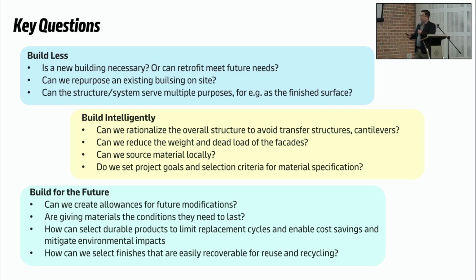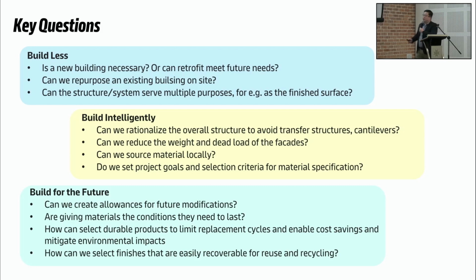Build intelligently. Can we rationalize the overall structure to avoid transfer structure, cantilevers, transfer beams, and all that? Reduce the use of concrete. Right? Can we reduce weight and dead load on the facade? Can we source material locally? Of course, we're only near. Reduce carbon? Can we set project goals and selection criteria for material specification?